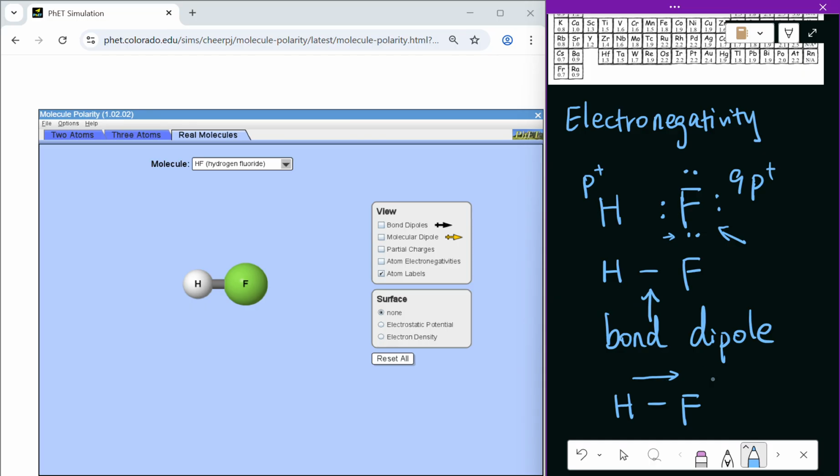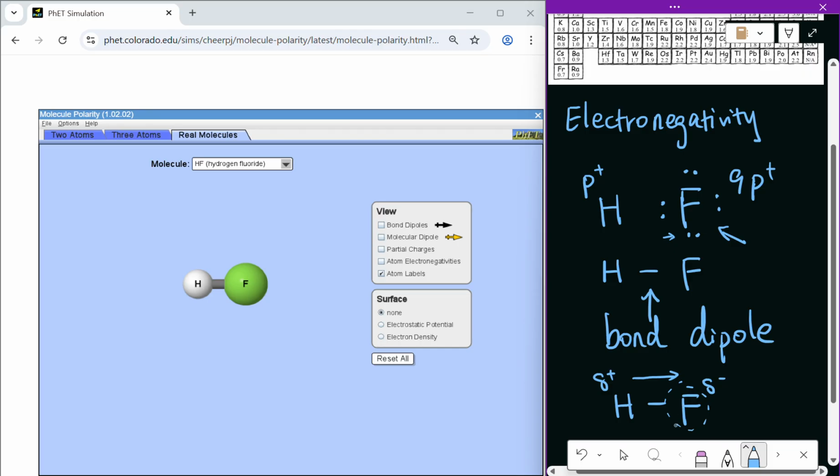And on the fluorine side, we will have a negative dipole, and on the hydrogen side, we will have a positive dipole, because all the negative electrons are closer to the fluorine atom rather than the hydrogen atom. So this is the concept of the polarity in a bond.